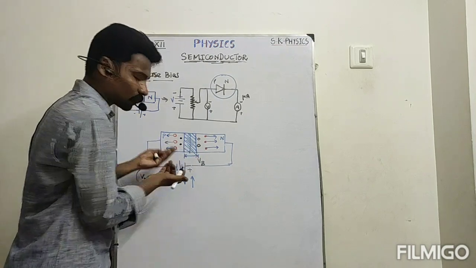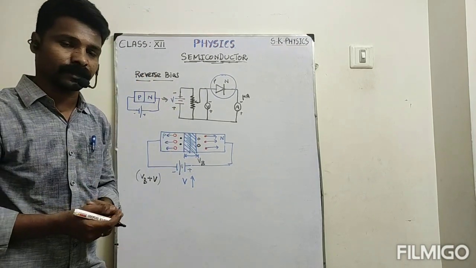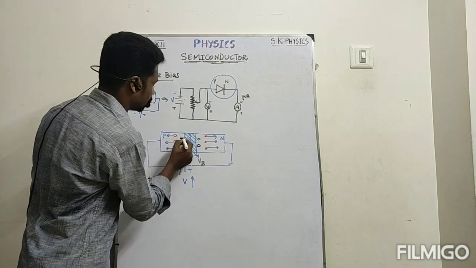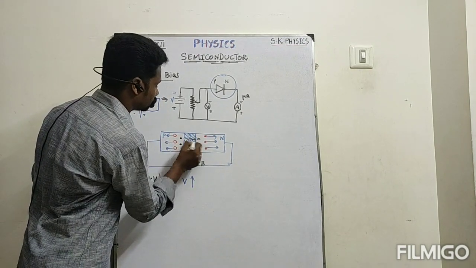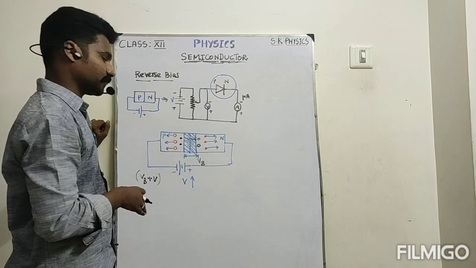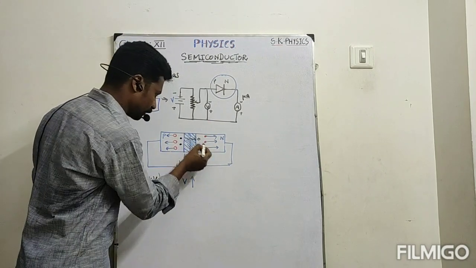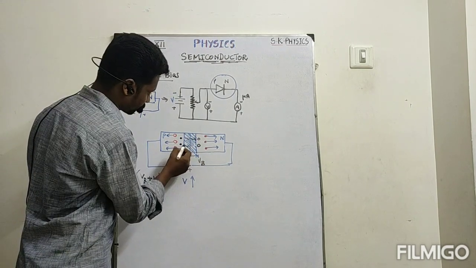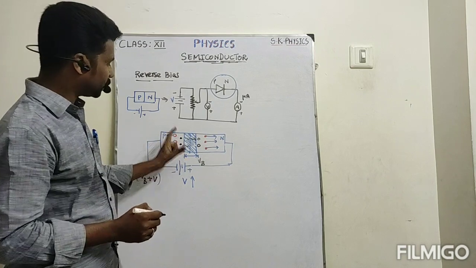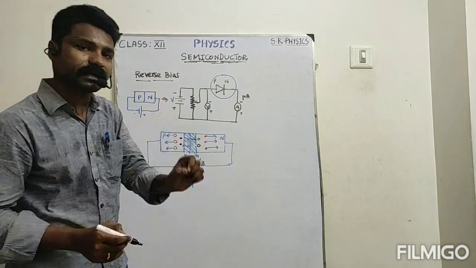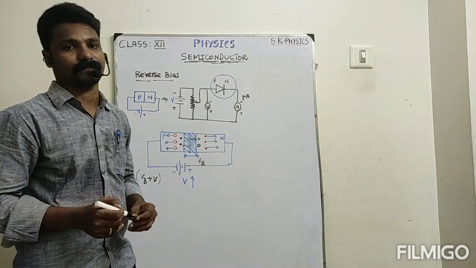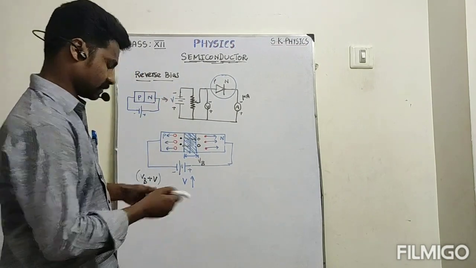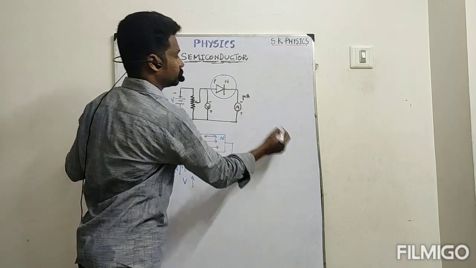So only the minority charge carriers remain. The electrons from the p side move towards the n region, and the holes from the n region move towards the p region. So here the current conduction is due to only the minority charge carriers. With the help of the graphical representation, we will see that.